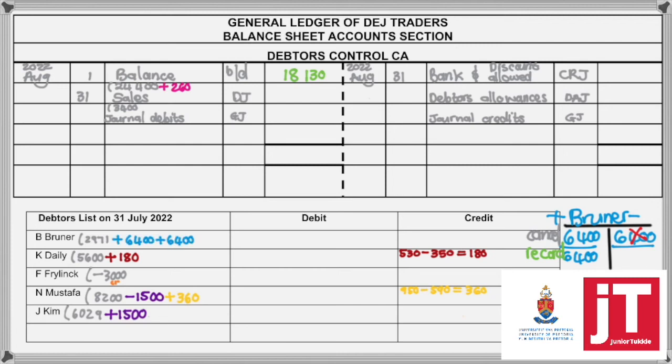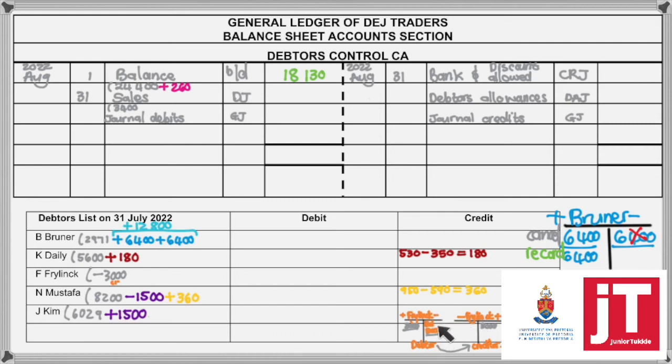So plus 6,400 plus 6,400. You could also just add 12,800, but it's safer to show the double plus, because if you make a mistake of adding or you get the wrong amount there, you lose all your marks. Then Freilink must transfer his account from the debtors balance to the creditors balance.